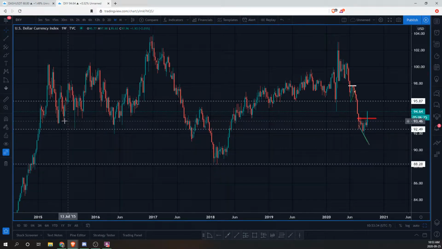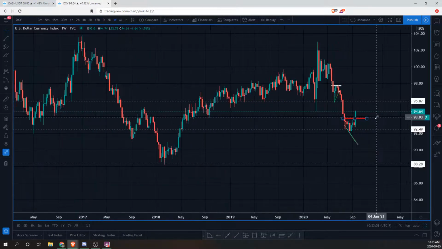We see back in 2015, 16, 17, this level was a major zone for buyers. We saw there was buyers all throughout 2015, 16, 17, and then in 2018 we got a validation right here as well. So overall, this $92.50, $93 zone is a major significant level for the US dollar. We were aggressively falling to that zone.